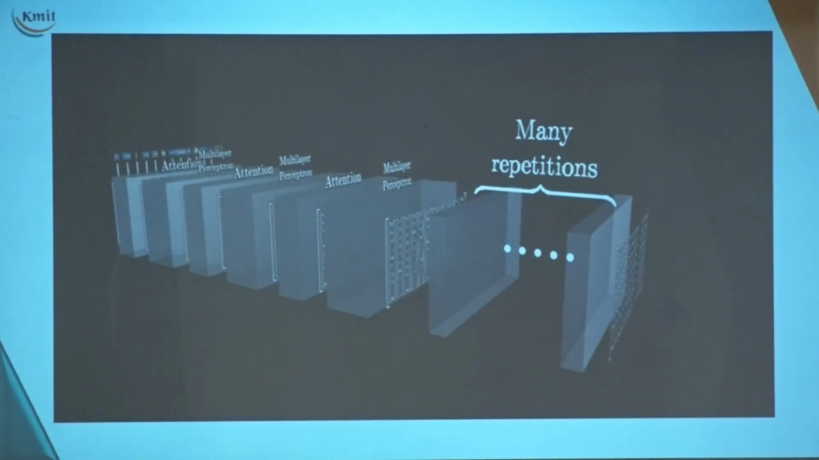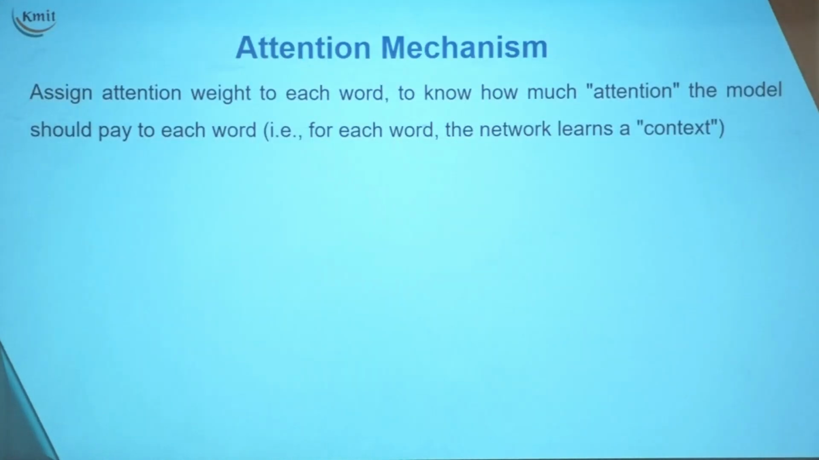Okay, look at this. Many repetitions. What do you mean by many repetitions? We don't have only one encoder. We have many encoders, we have many decoders. So many repetitions of this would be done. Of what? Tokenization, embeddings, self-attention, multi-layer perceptron. So many repetitions concatenated together will have the entire transformer architecture.